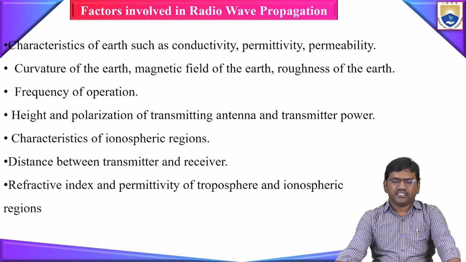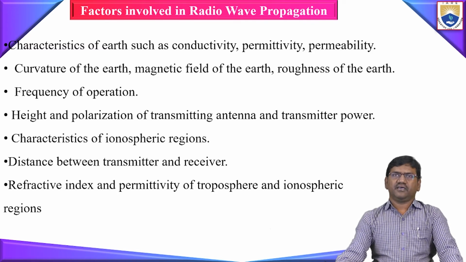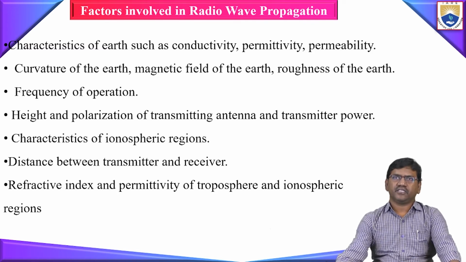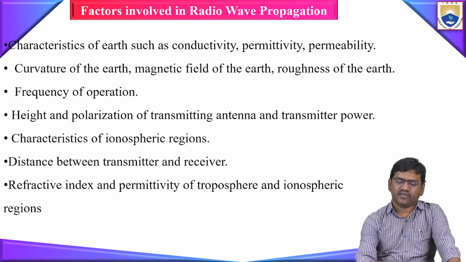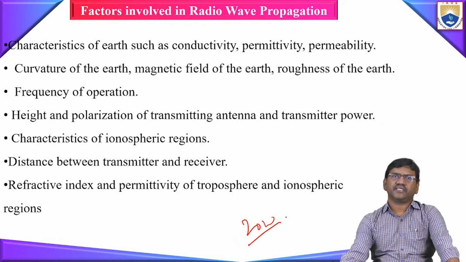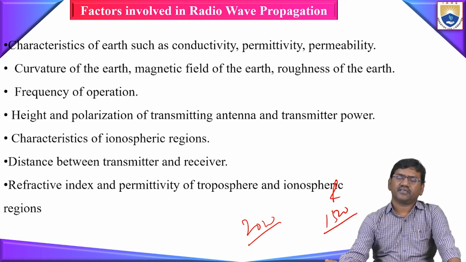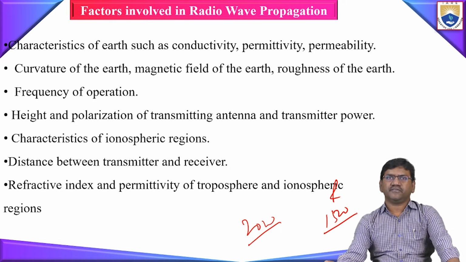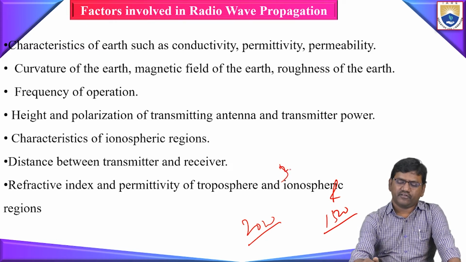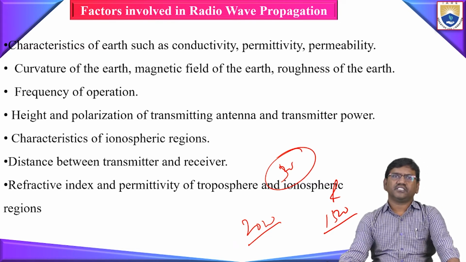And what are the factors involved in radio wave propagation? These are the factors which reduce the signal strength at the receiving point. Suppose you transmit the signal with a power of 20 watts, radiated by the transmitting antenna. At the receiving antenna we get only 15 watts of power, that is, 15 watts is absorbed by the receiving antenna. So 5 watts of power is wasted. There is a loss of energy of 5 watts between the transmitting antenna and the receiving antenna.